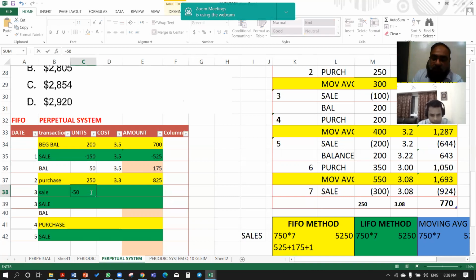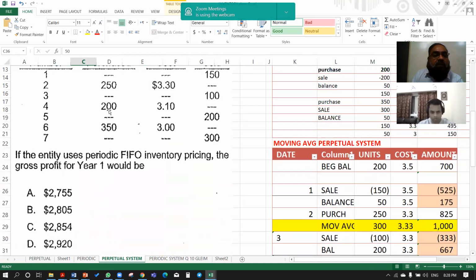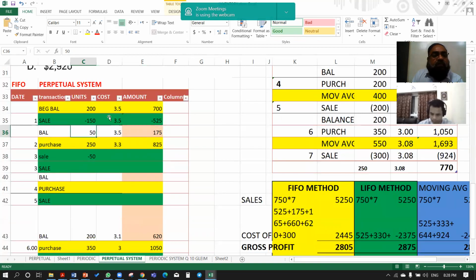So minus 50, because we have in the balance only 50 units, right? Although we have to sell 200, because we have two lots and the first lot is having only 50, all 50 will be sold out. What was the cost of it? 3.5. So what will be the value? Multiply 3.5 times 50, minus 175, right?